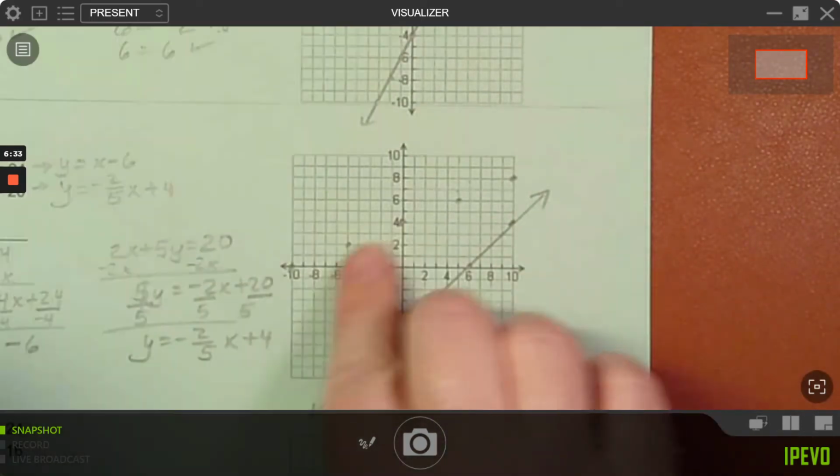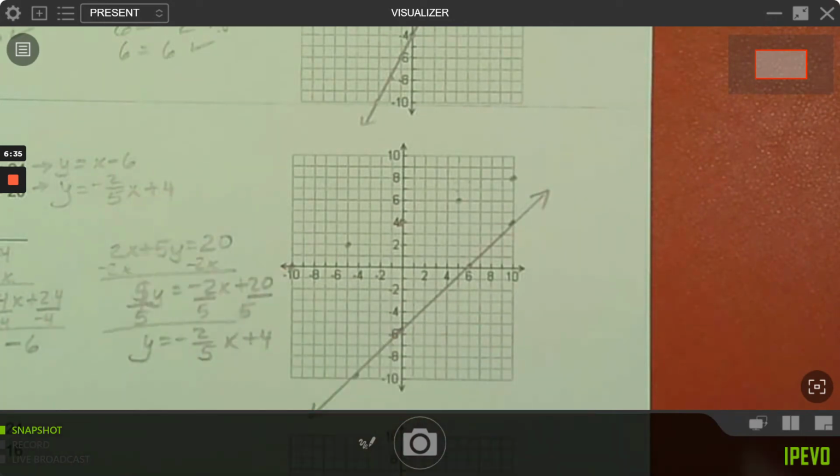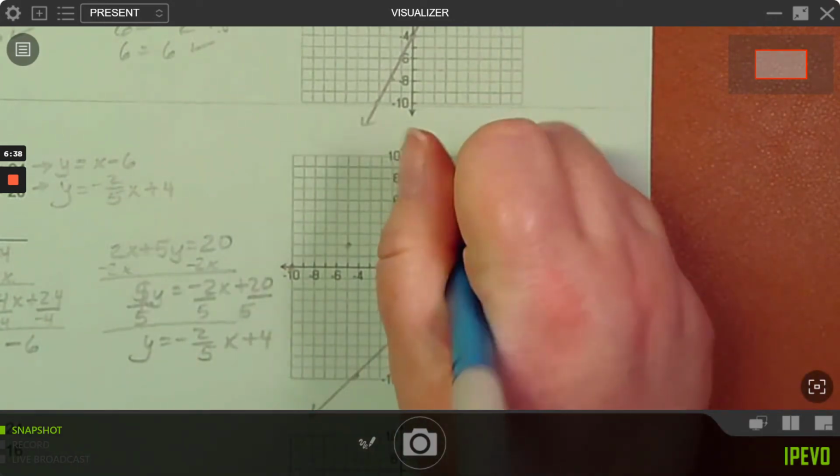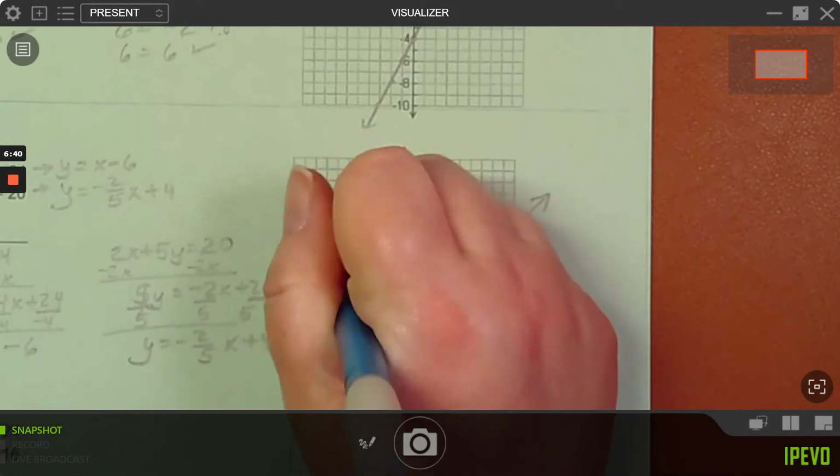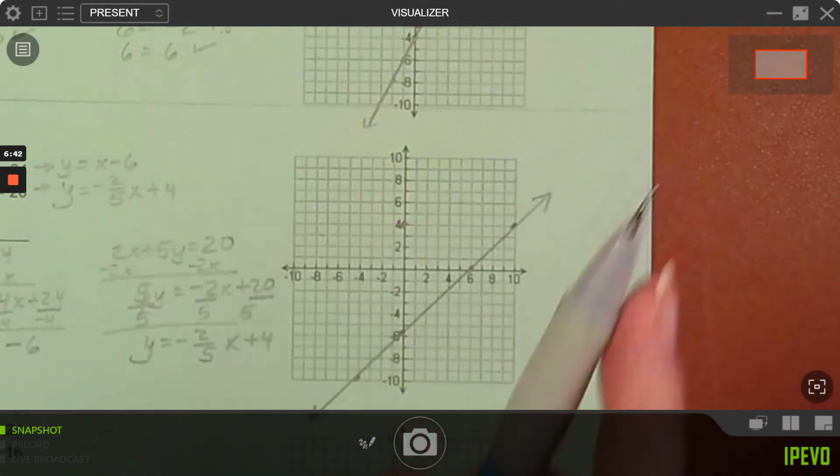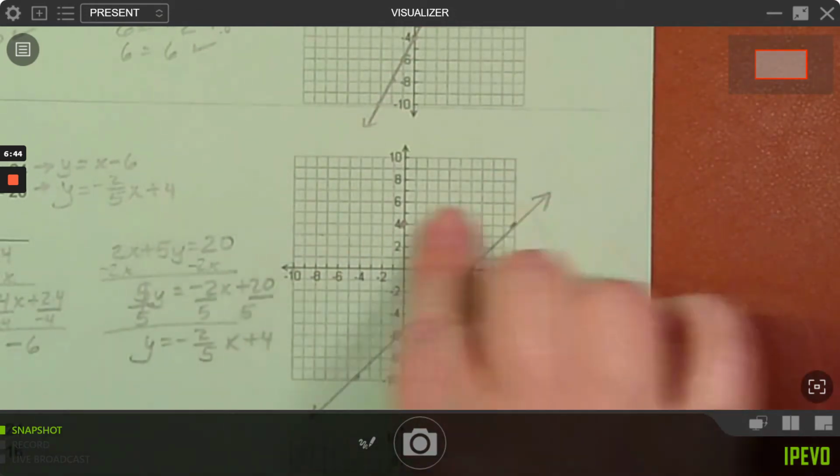Oh, negative slope, and I graphed a positive slope, so I'm going to go ahead and fix that. Sorry about that. We would have caught that in our check step, but I see it in the graph there.